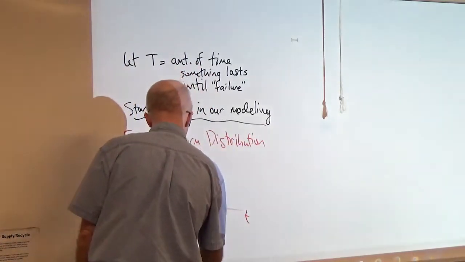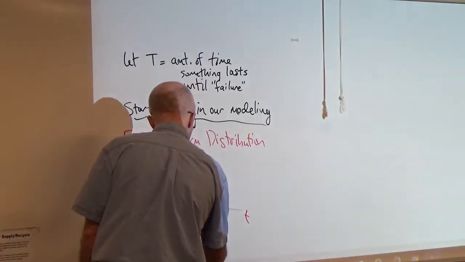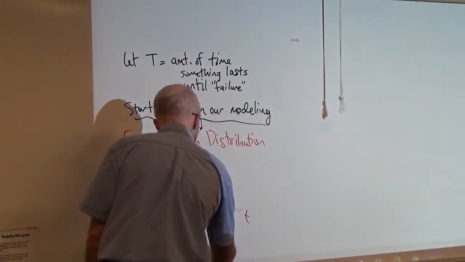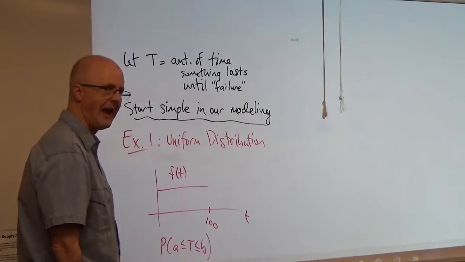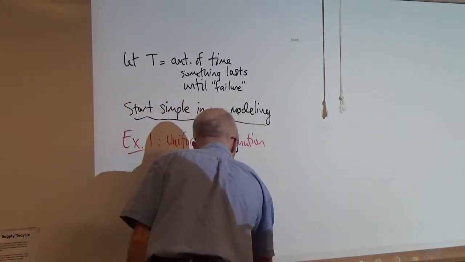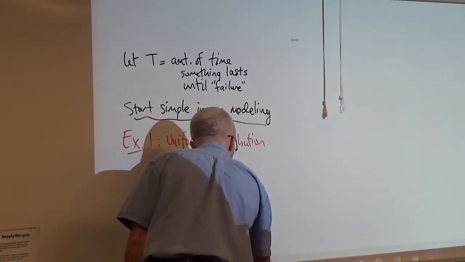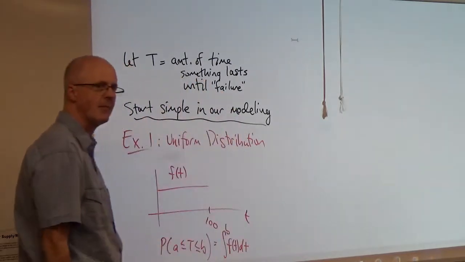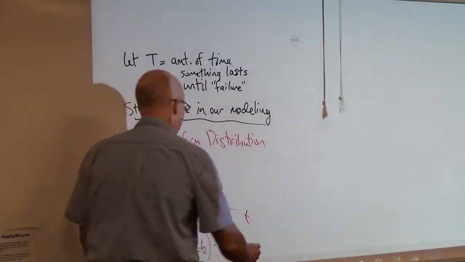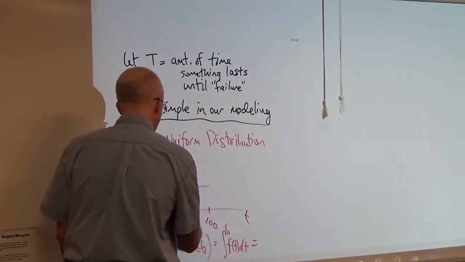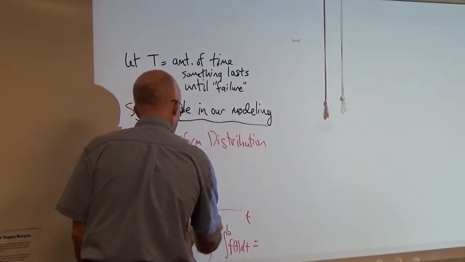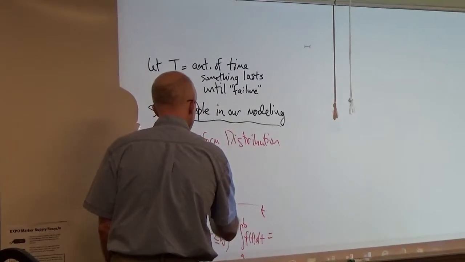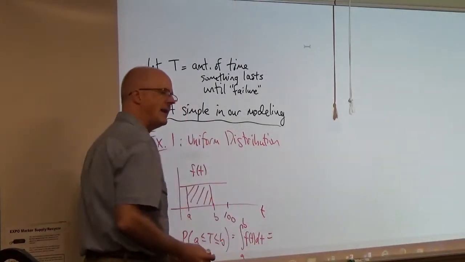The probability that t will be between a and b, as usual, will be the integral of the PDF from a to b. And in this case, it's just going to be the area of a rectangle. You don't even have to bother finding the antiderivative. Just find the area of that rectangle.